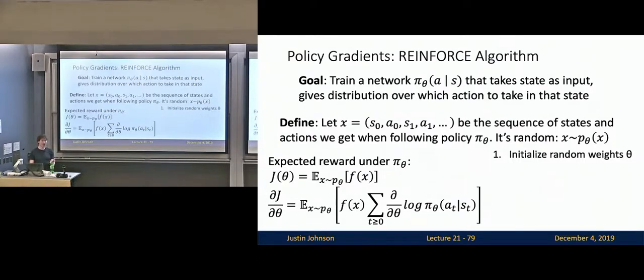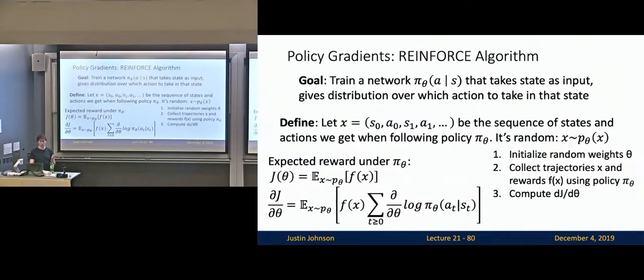So what we're going to do is initialize the weights of our policy network to some random valued theta, and then we're going to run the policy pi theta in the environment for some number of time steps to collect data, which is trajectories x and the rewards of those trajectories f of x. And then once we've collected all that data, we can plug all those terms into this giant expectation to compute an approximation to the derivative of the cost function with respect to the model weights. And then we can perform a gradient ascent step on the model weights, and then we can go back to step 2 and loop over and over again. So now this gives us a very different approach to learning in a reinforcement learning setting.